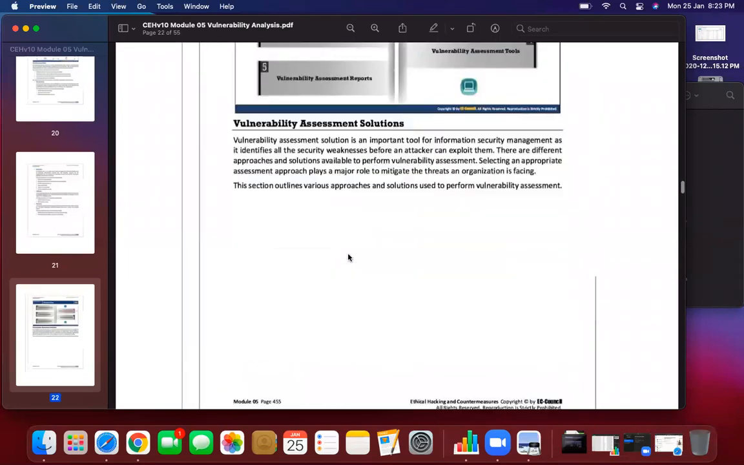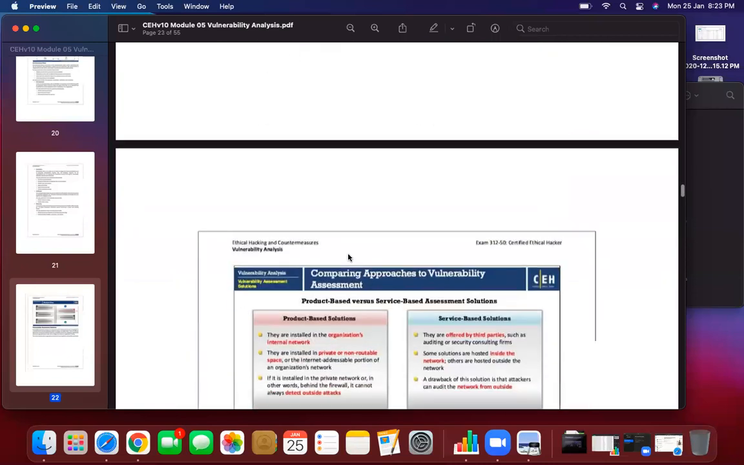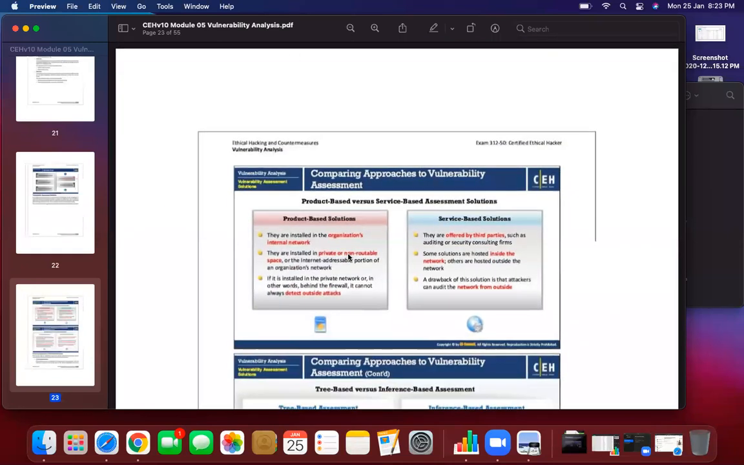Now let us discuss vulnerability assessment solutions. There are two types of solutions for assessing a vulnerability. One is product based, the other is service based. From the name, I think the definition is already derived. A product based solution means giving a solution with the help of some product, some hardware, which can be installed in the organization's internal network. Maybe a machine which can be installed in the internal networks of the organization, which will have the features to assess the vulnerabilities if there are any.